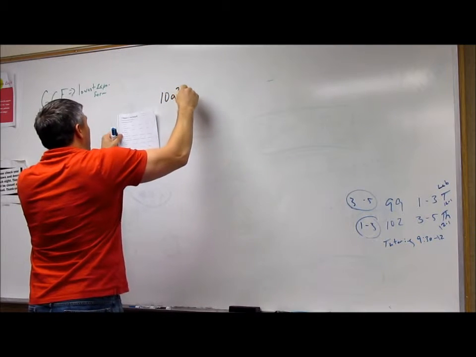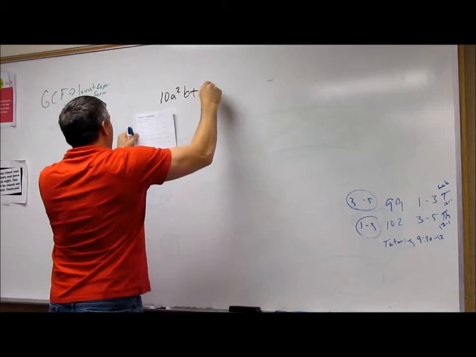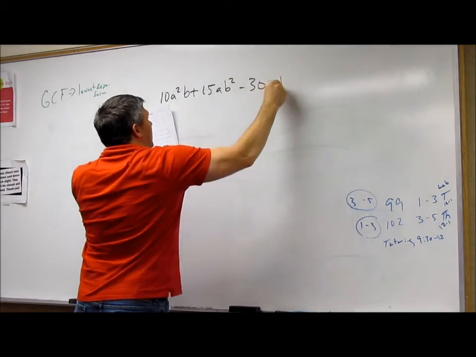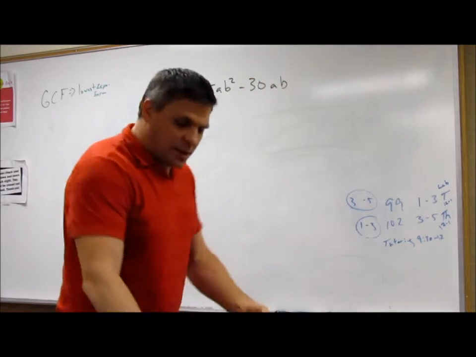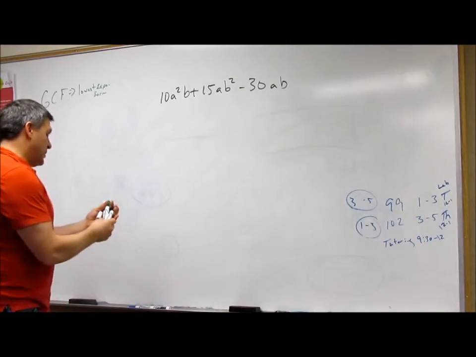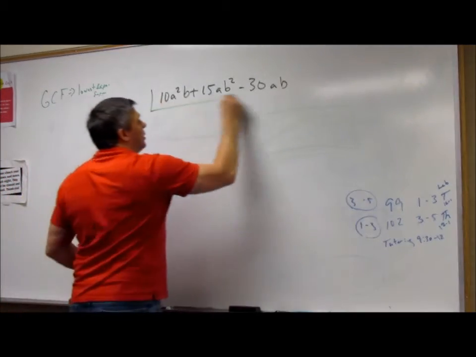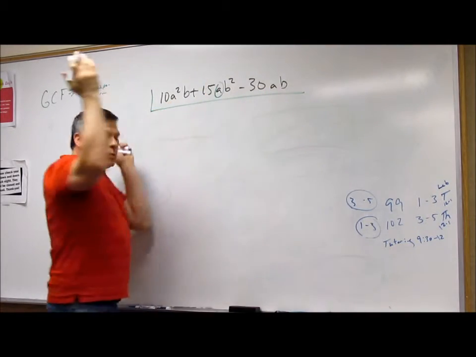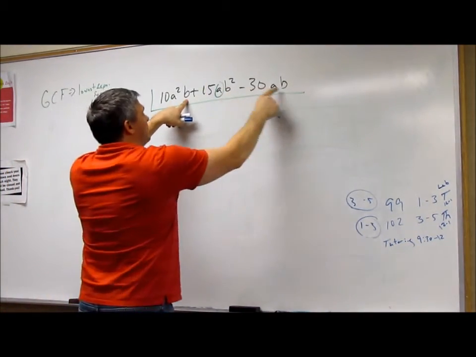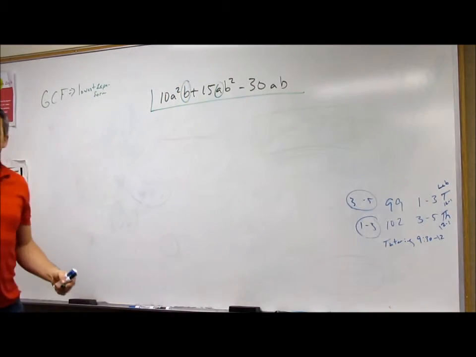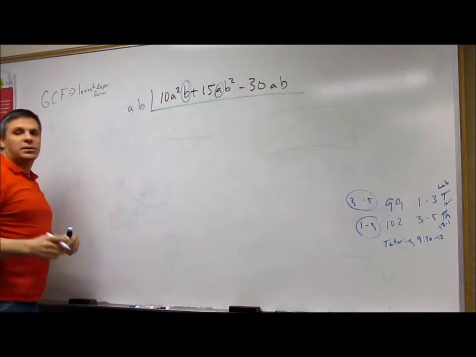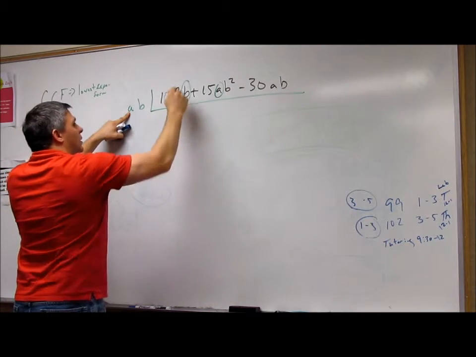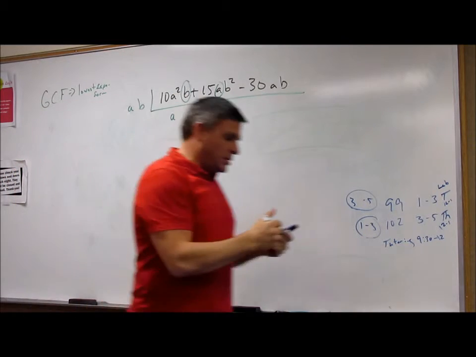A squared b plus 15ab squared minus 30ab. I'm going to go fast because I want to show you how you can do this. Keep it in green. Alright? The A with the lowest: 2, 1, or 1? 1. The B with the lowest: 1, 2, or 1? 1. Okay? So I'm going to pull out A, B. What am I left? 1 from 2 is 1. And then 1 from 1 is none.